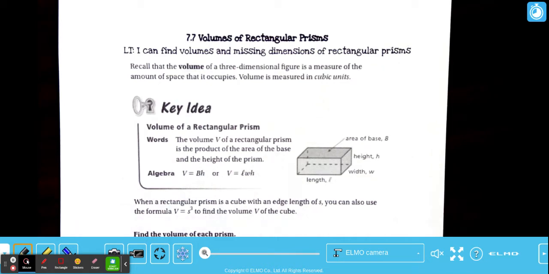Okay, so today we are learning about volumes of rectangular prisms. We already know about rectangular prisms and finding the surface area of them. That's what we did last week. So volume is how much space something takes up.